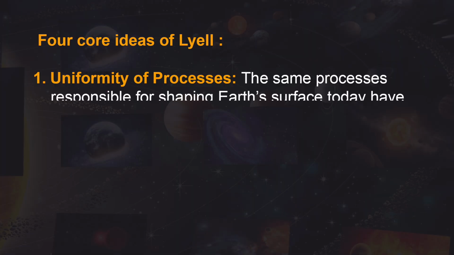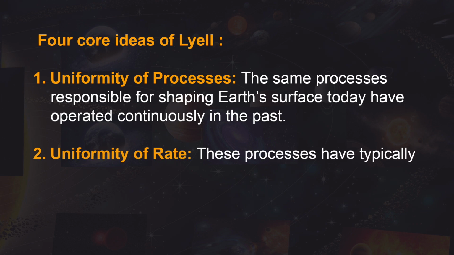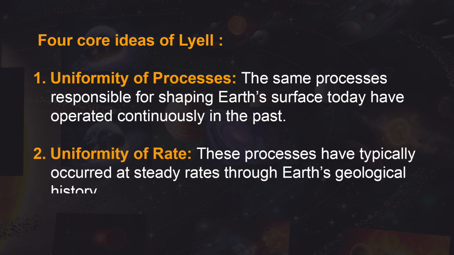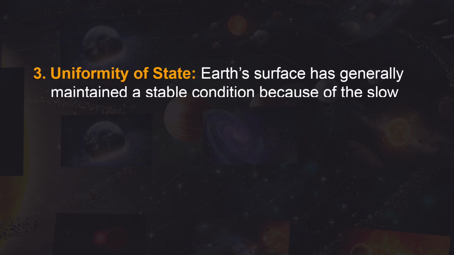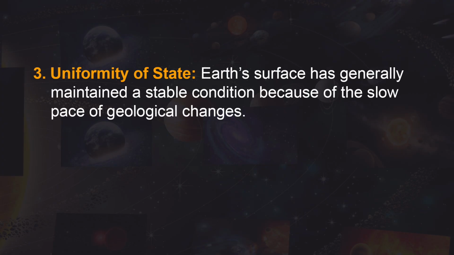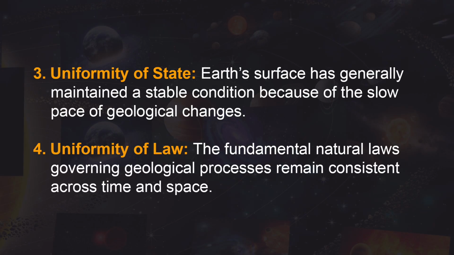Uniformity of processes: the same processes responsible for shaping Earth's surface today have operated continuously in the past. Uniformity of rate: these processes have typically occurred at steady rates through Earth's geological history. Uniformity of state: Earth's surface has generally maintained a stable condition because of the slow pace of geological changes. And the fourth one, uniformity of law: the fundamental natural laws governing geological processes remain consistent across time and space.